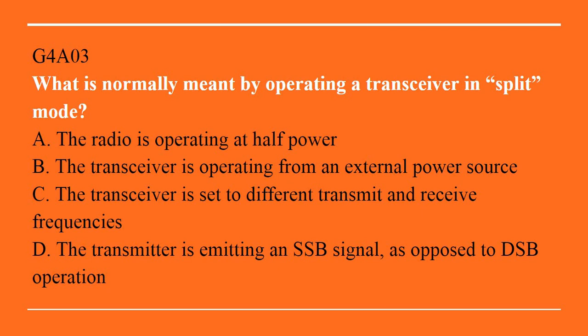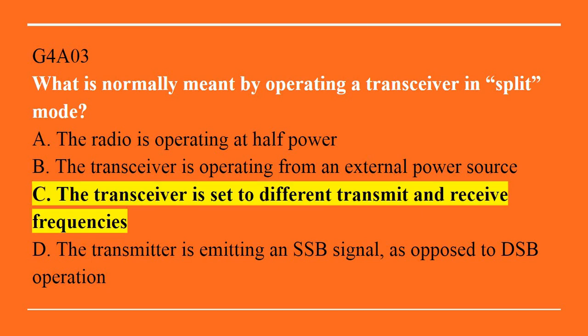G4A03. What is normally meant by operating a transceiver in split mode? A. The radio is operating at half power. B. The transceiver is operating from an external power source. C. The transceiver is set to a different transmit and receive frequencies. Or D. The transmitter is emitting an SSB signal as opposed to a DSB operation. Correct answer is C. The transceiver is set to a different transmit and receive frequencies.